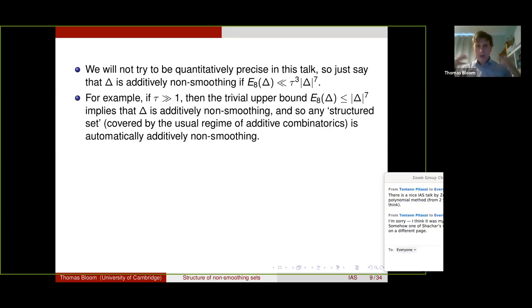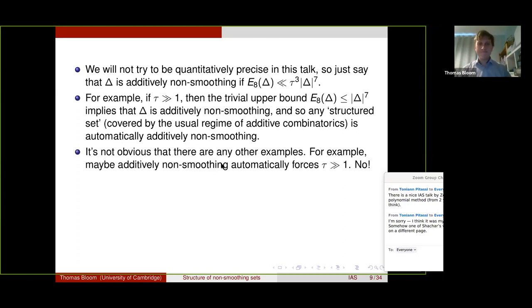Okay, so any conventional, very structured set is definitely additively non-smoothing, but we have a lot more of the signs. It's not immediately obvious that there are any other examples. One could, when first seeing this, say maybe there is some clever trick to show that being additively non-smoothing forces tau to be large, and therefore my set is structured. Fortunately for us, the answer is no.